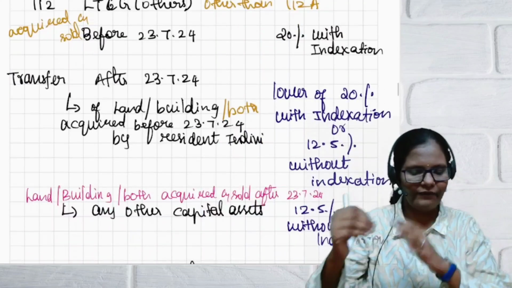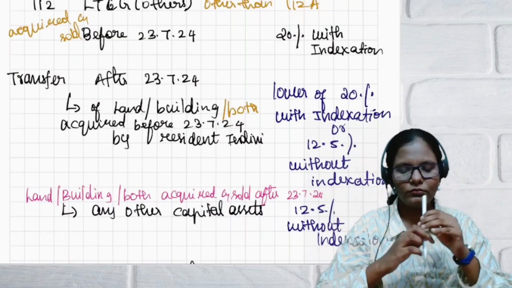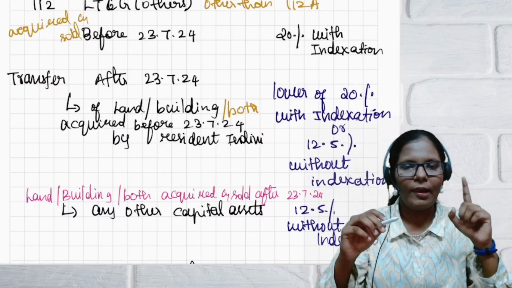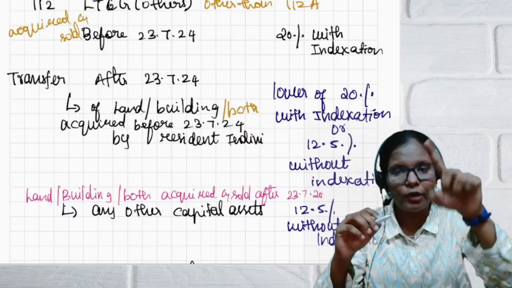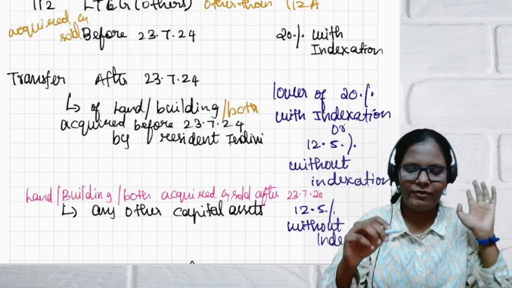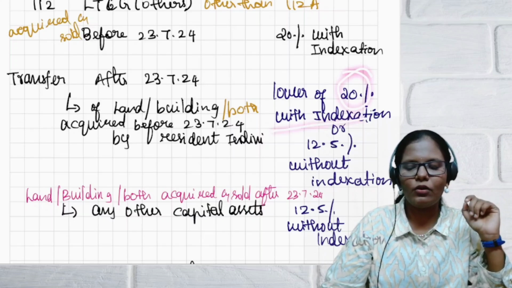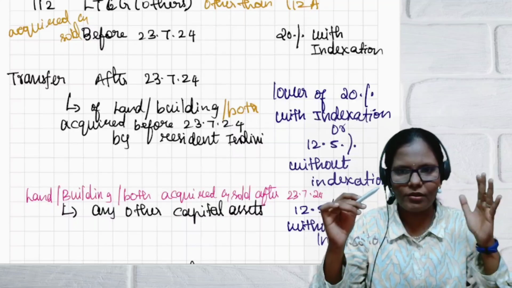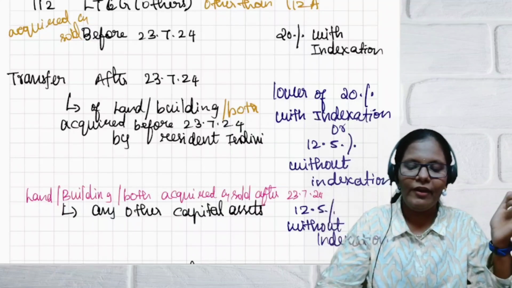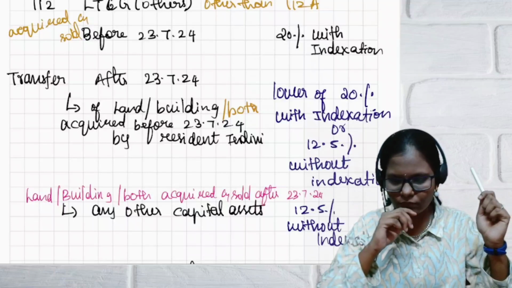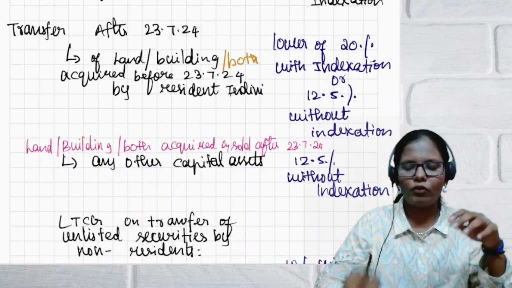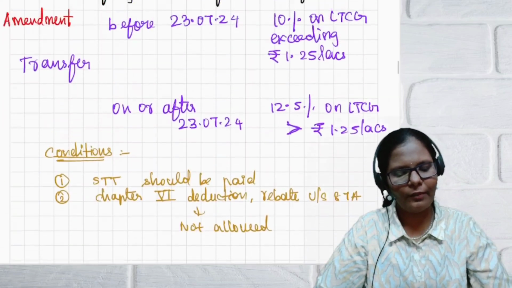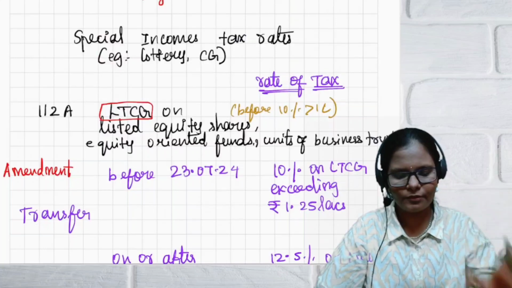If you transferred after 23/7/2024, for land and building both acquired before 23/7/2024 by resident individuals but transferred after 23/7/2024, then tax will be 20% with indexation or 12.5% without indexation, whichever is lower. 20% with indexation or 12.5% without indexation, whichever is lower should be taken. For any other capital assets, 12.5% without indexation. So these are the major amendments in the first chapter, basic concepts.